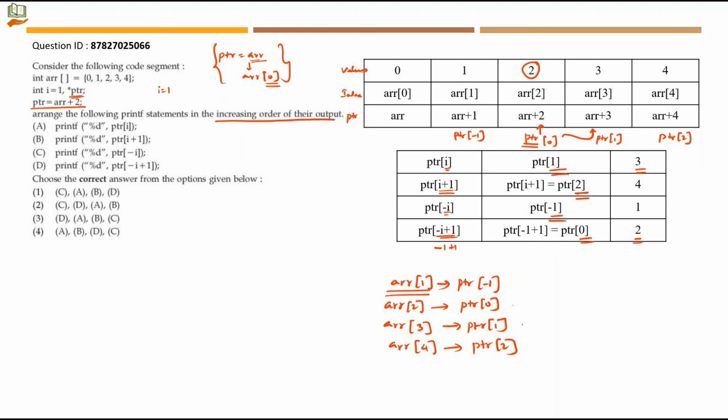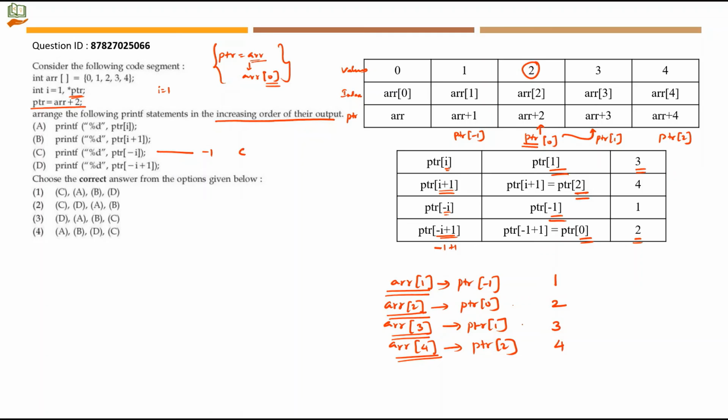What is an array of 1? It is 1. What is an array of 2? It is 2. What is an array of 3? It is 3. What is an array of 4? It is 4. So what is the order? It is minus 1, 0, 1 and 2. Which gives minus 1 here? C gives minus 1 here.